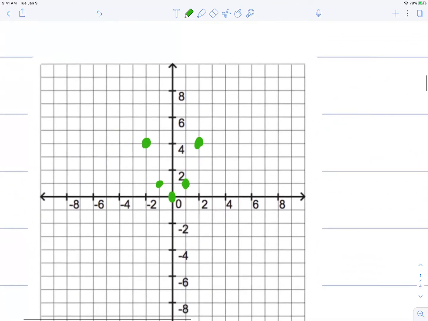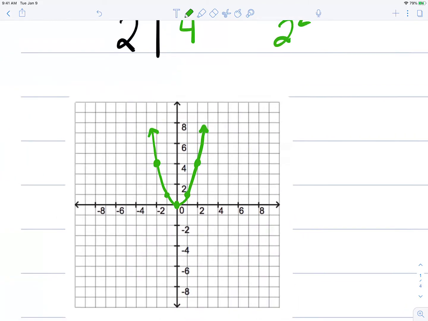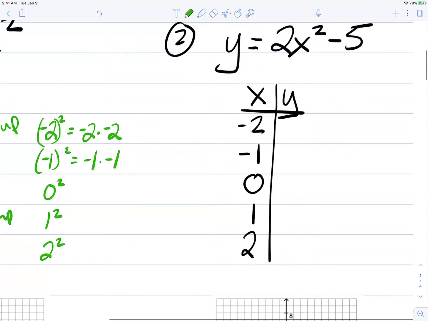Now you'll notice that my graph looks like this. What you're going to do is you're not going to use a ruler. You're going to kind of sketch a little bit taller than your highest dots there, a U, and then you're going to put arrows on the ends because that means that graph keeps going up. We just don't feel like graphing it very much further than that. Okay, let's try another one.